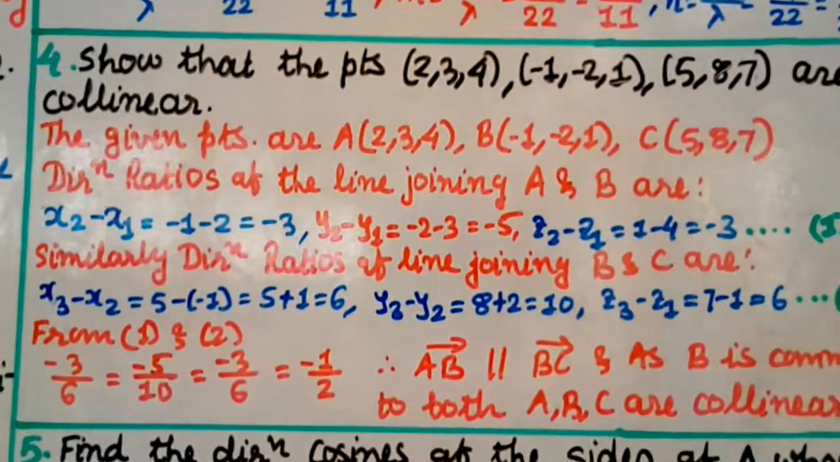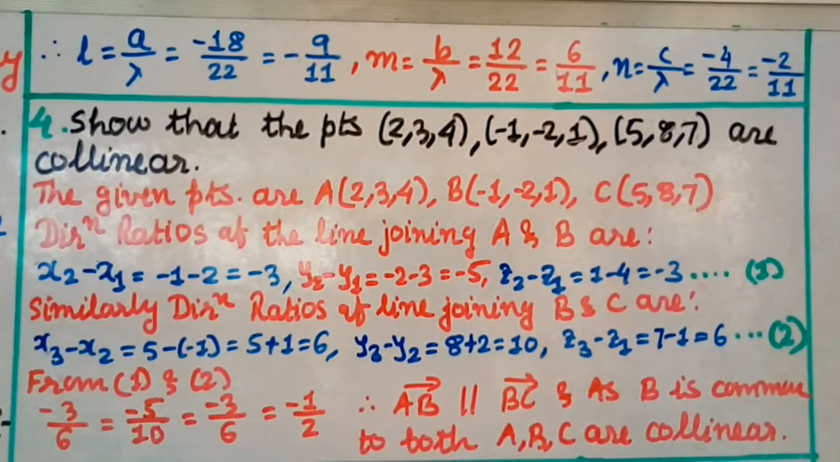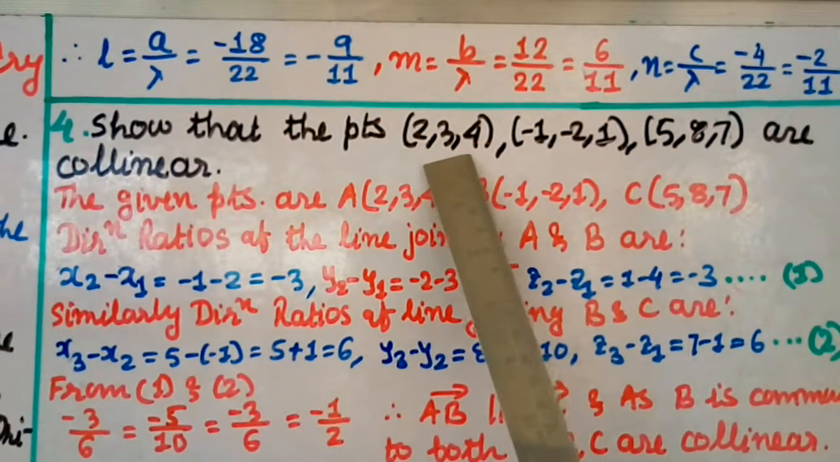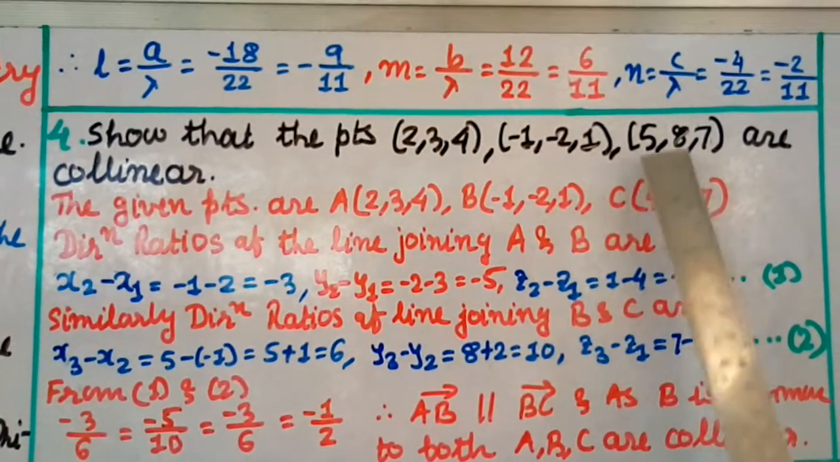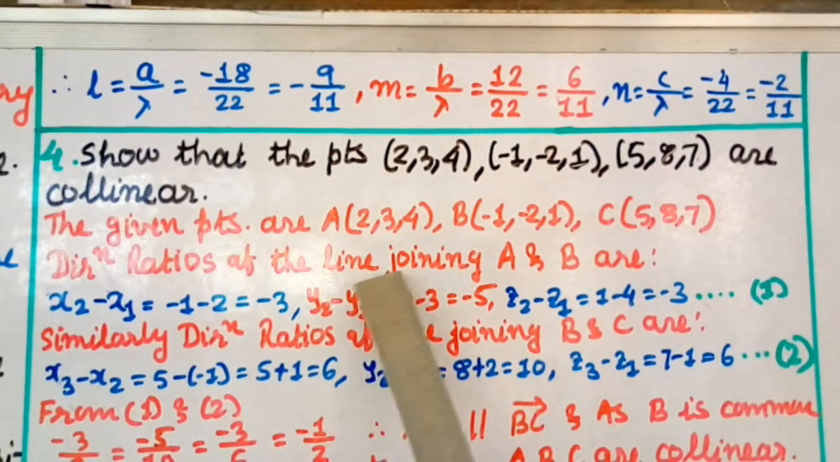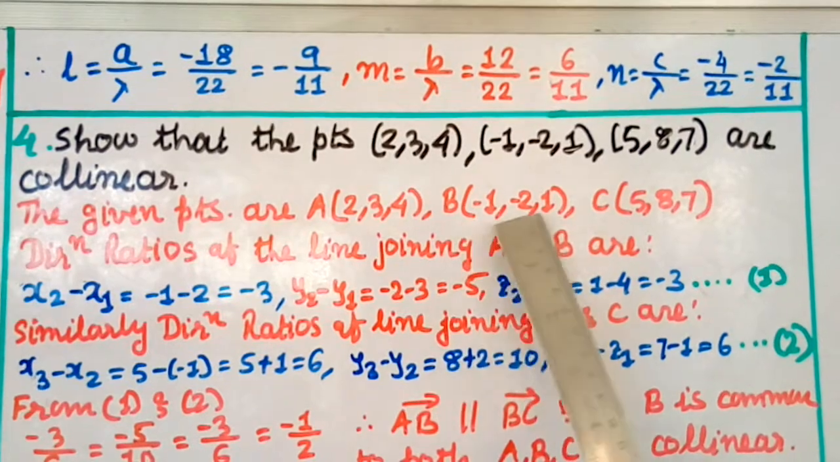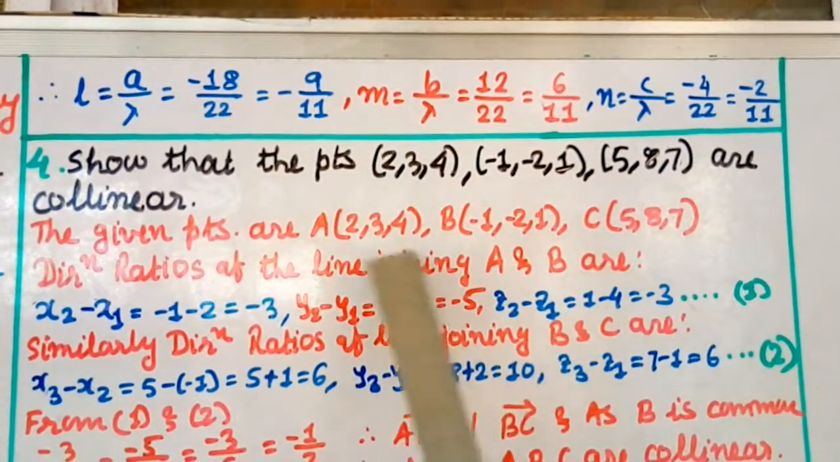Question number 5. Show that the points 2, 3, 4, minus 1, minus 2, 1, and 5, 8, 7 are collinear. Here I call the points A: 2, 3, 4, B: minus 1, minus 2, 1, and C: 5, 8, 7. Direction ratios of the line joining A and B are, so we have x1, y1, z1, x2, y2, z2, x3, y3, z3. Let us find for A and B first.